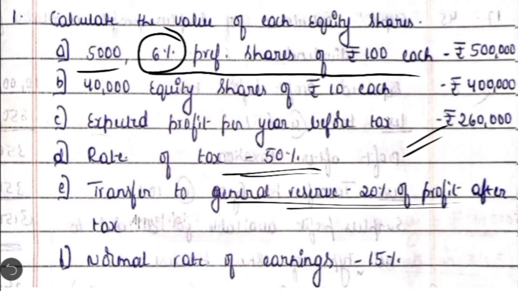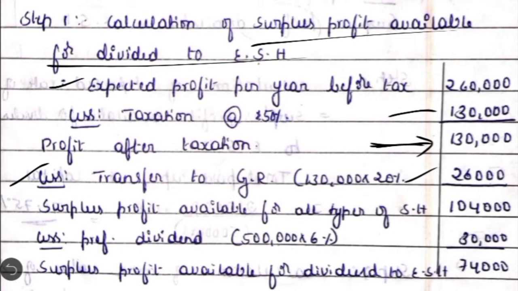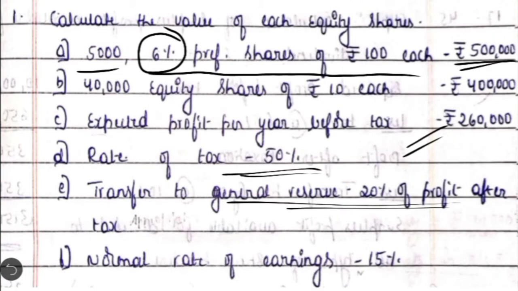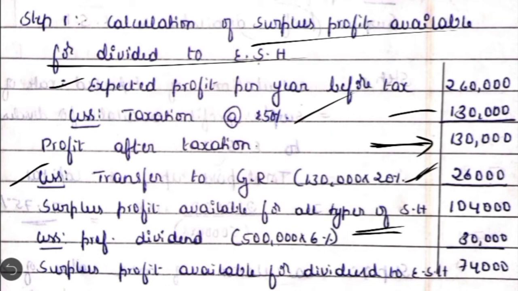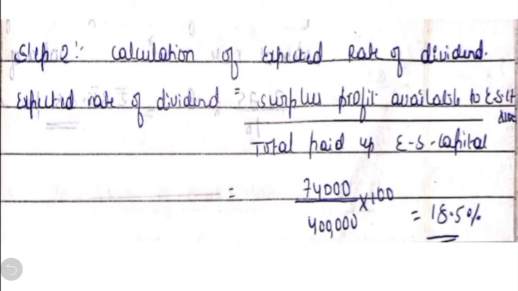So how do we calculate the dividend now? 6% has to be calculated on the capital of 5 lakh rupees. Please don't get confused here. Coming to taxation and transfer to general reserve, we have calculated the percentage on the remaining balance, that is the profits which are remaining, that is after tax profit. But coming to the preference dividend, dividend is always calculated on the share capital. So 6% has to be calculated on the total paid up preference share capital. It comes to 30,000, less preference dividend 30,000. So the remaining balance here we get is 74,000, which is called surplus profit available for dividend to equity shareholders. Then in the second step, we are going to calculate what is the expected rate of dividend.